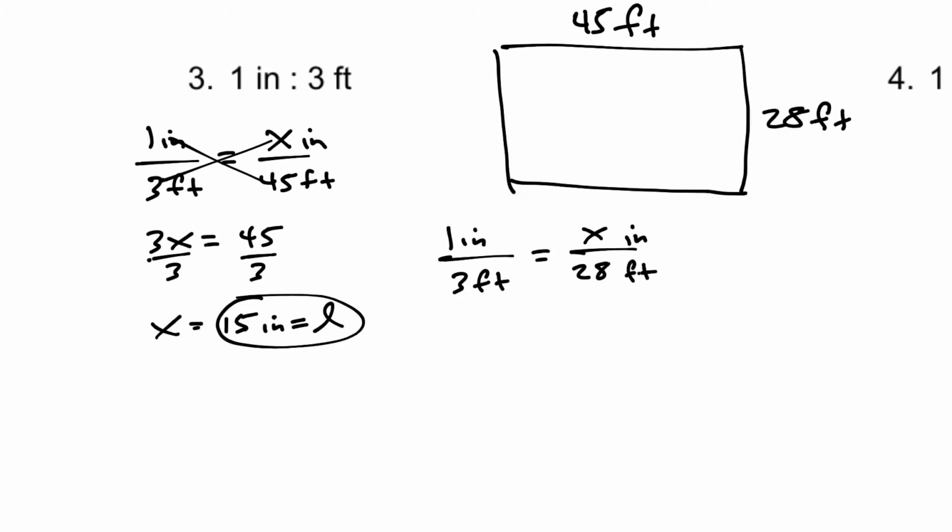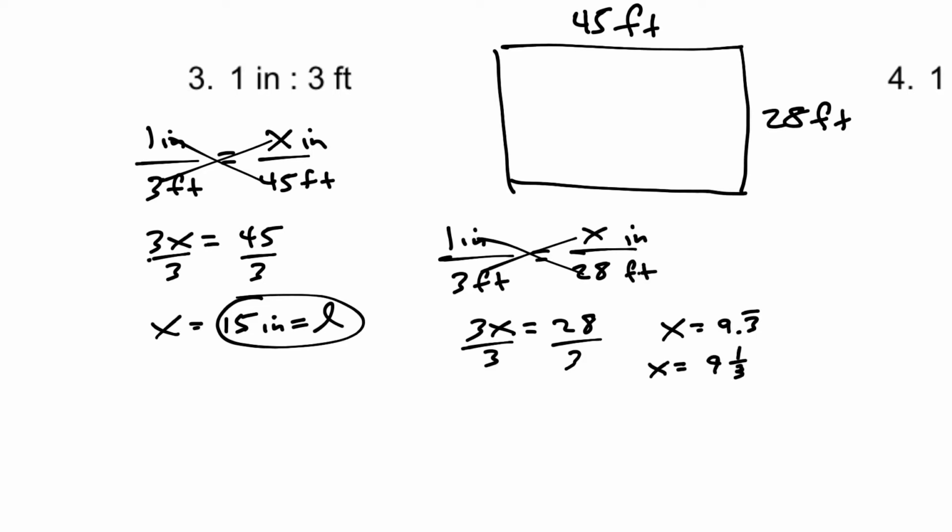Doing our cross products, we have 3 times X, that'll give us 3X equals, and we have 1 times 28 is 28. Then we divide both sides by 3. And this time we get X is equal to, well, it comes out to be 9.3 repeating. And that's the same thing as 9 1/3.